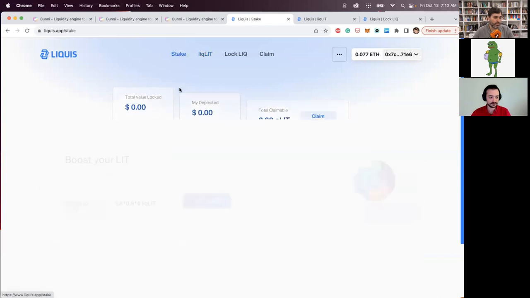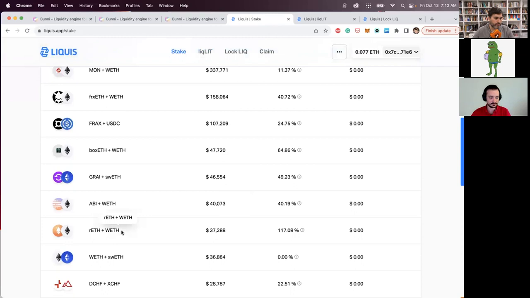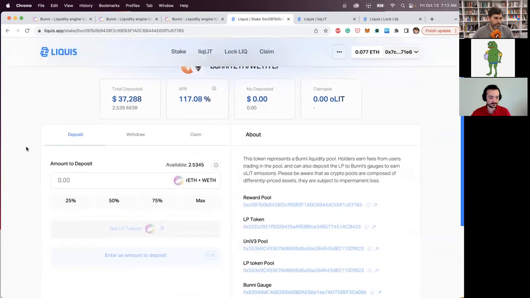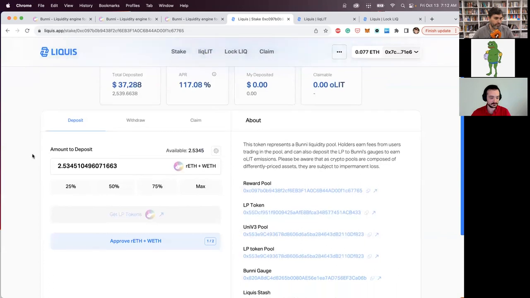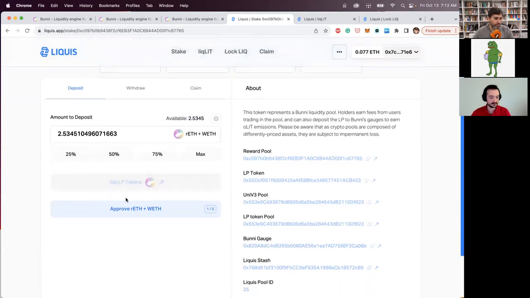So now what happens next on the Liquid site? You can go to the stake section. You can find the Rocket Pool. And then you will see that you have 2.5 Bunny LP tokens that you can stake. If you don't have the LP tokens, you can also click on Get LP tokens and do this process that we did before. But we already did that. You can click on Approve and then just stake. Okay, so now that's approving.